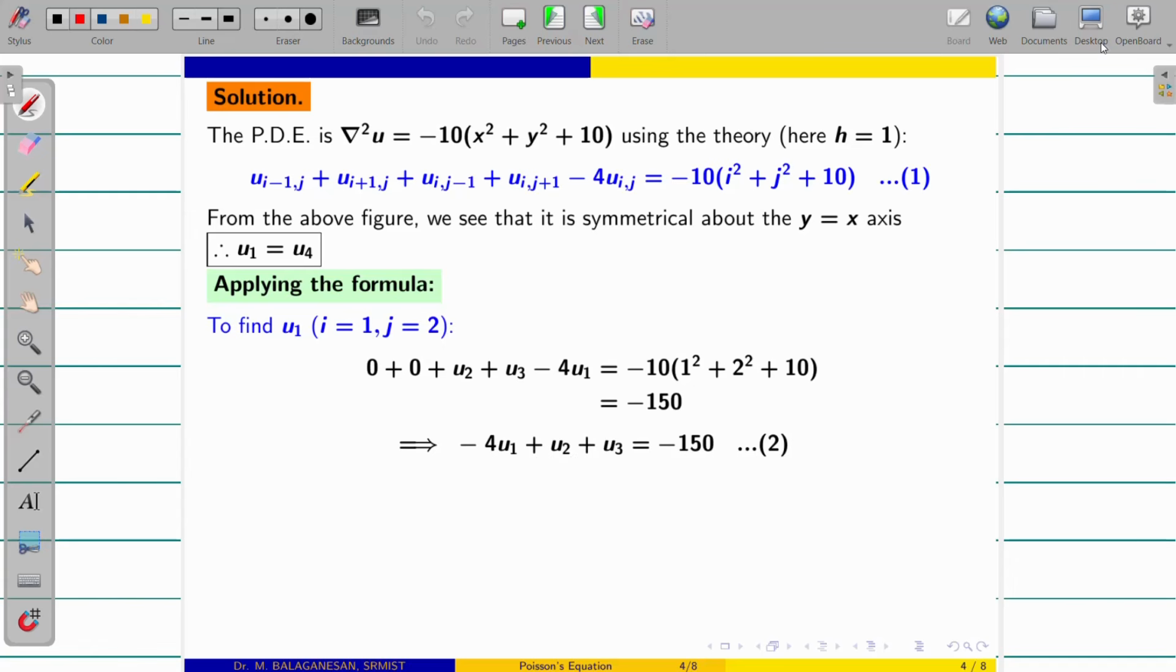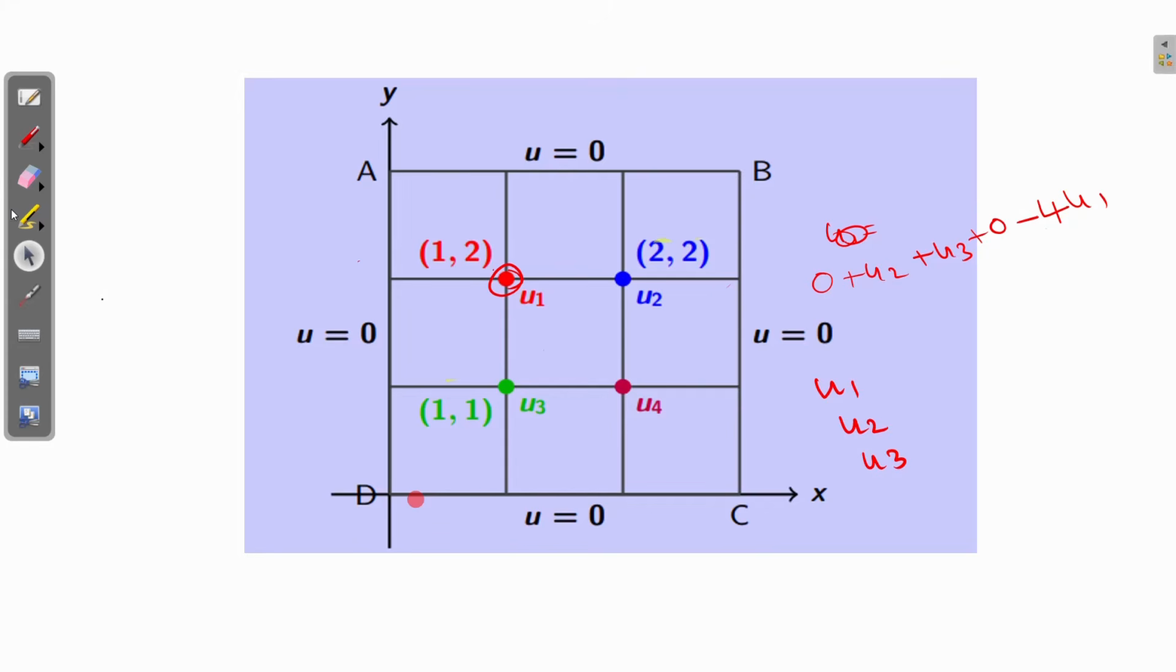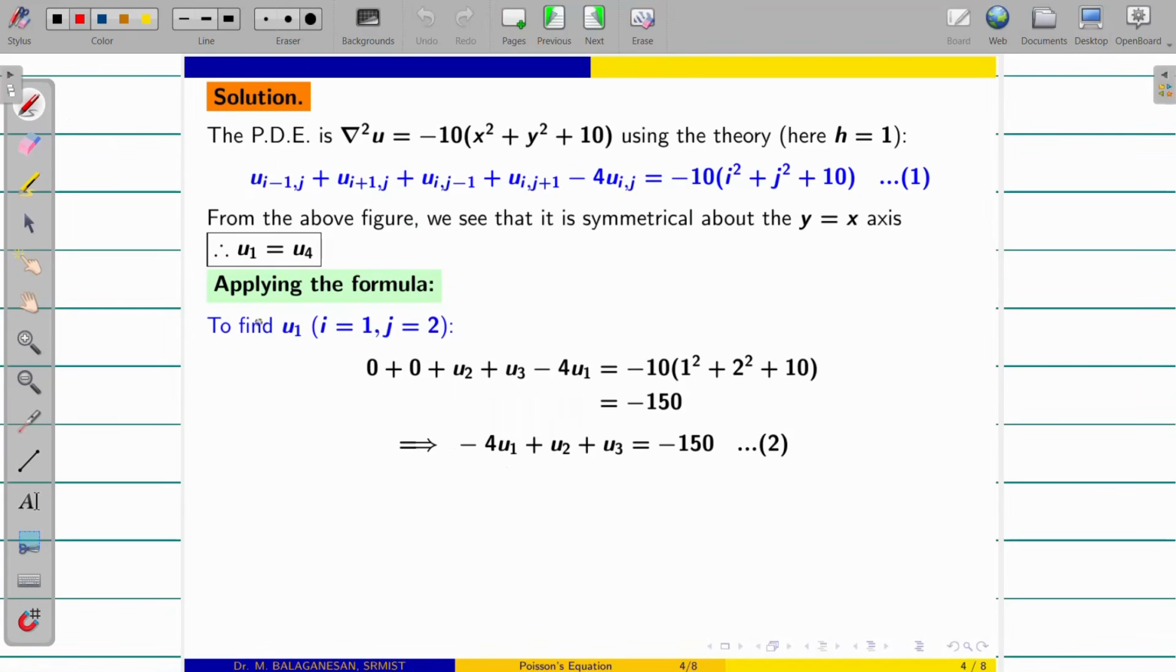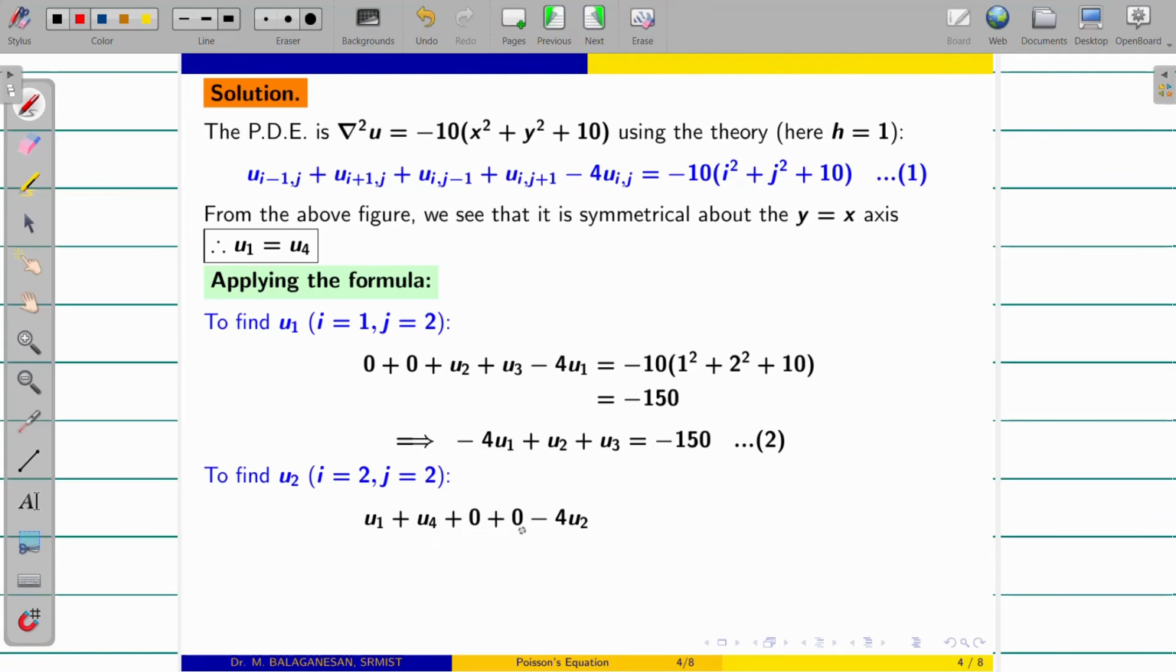Similarly, what is the next value we have to find? U2. If you want to find the value of U2, what is the position? I equal to 2, J equal to 2. We have to substitute in the equation. At that time, what will you get? Left value U1, right value 0, top value 0, bottom value U4. So 0 plus 0 plus 0 plus U4 minus 4U2, 4 times that value. This is U1 plus U4 plus 0 plus 0 minus 4U2.